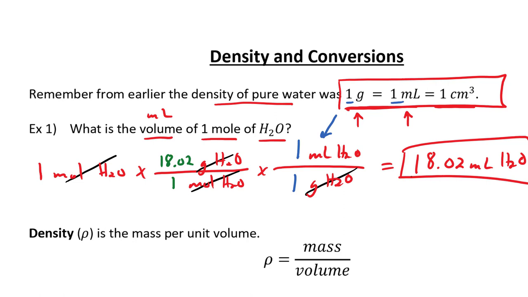This means in 18.02 mils of water, there is 6.022 times 10 to the 23 molecules of water. Using the density, we can now convert between volume and mass. Now, this was all previous knowledge from another lecture.